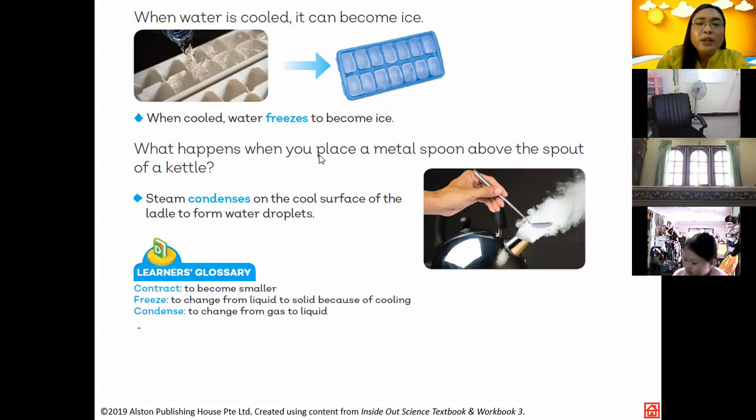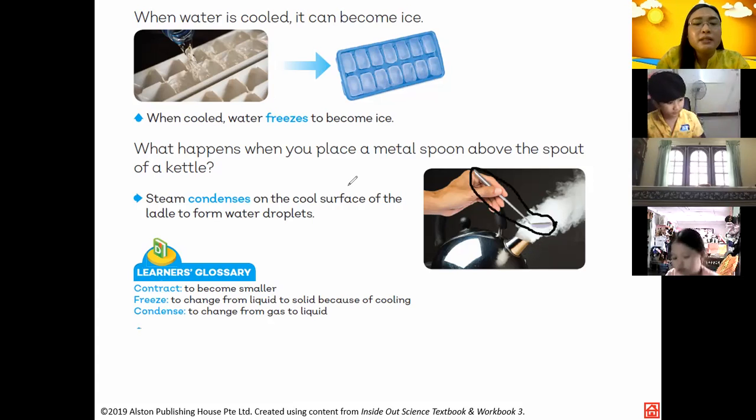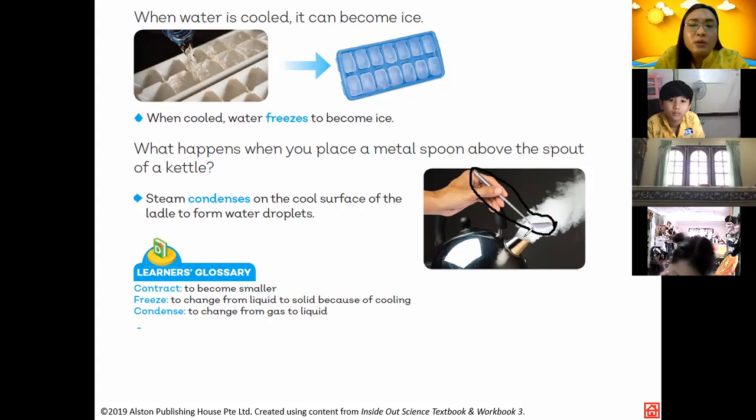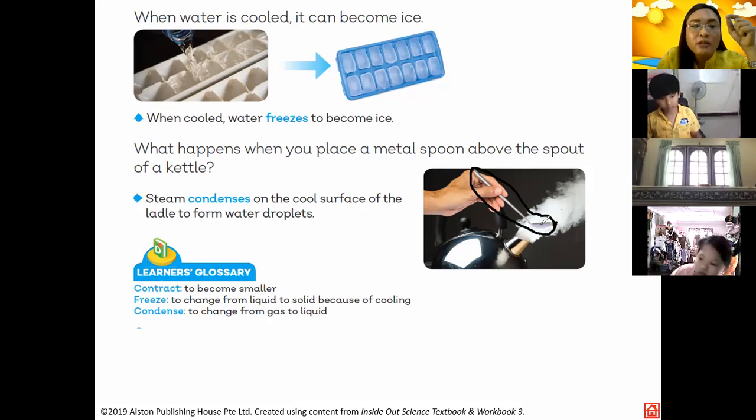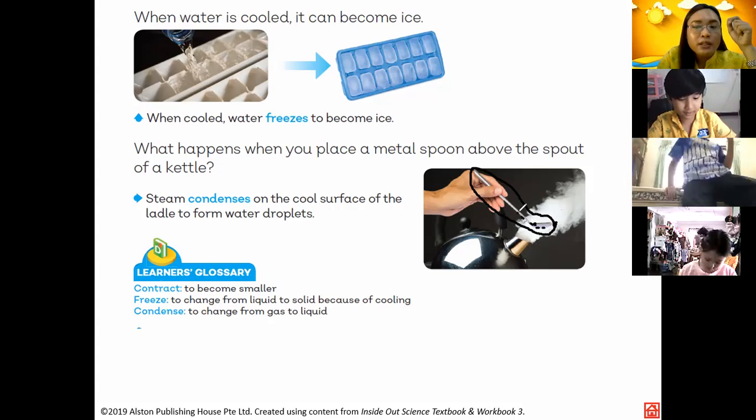What happens when you place a metal spoon above the spout of a kettle? Look at this. You put the spoon above the spout of a kettle. The steam condenses on the cold surface of the spoon to form water droplets. So if you put the spoon here, you have water here on the spoon. The water on the spoon is the steam.